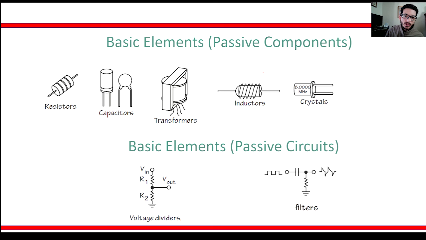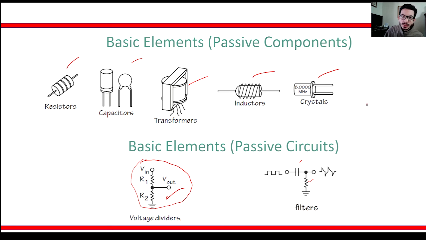So basic passive components are resistors, capacitors, transformers, inductors, and crystals. Passive components create passive circuits. So a voltage divider is a circuit with resistors, which are passive components, and we'll talk about voltage dividers later on, coming soon. Filters use capacitors and resistors to filter signals, also using passive components.